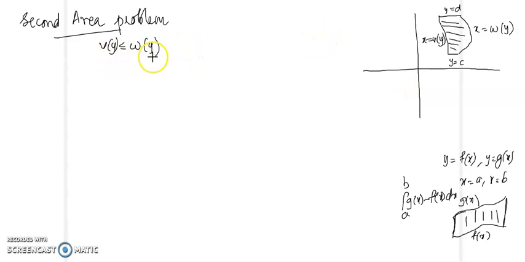Now we need to find the area bounded by this region between the lines y equal to c and y equal to d. Similar to the first area problem, here when we take rectangles, we take rectangles of this kind. So you reverse the roles of x and y. What we are going to get is integral c to d of w of y minus v of y dy. So that is the second area problem.